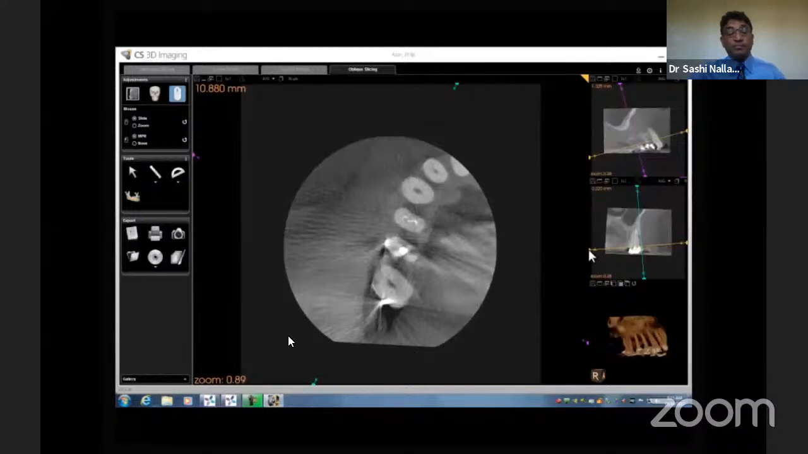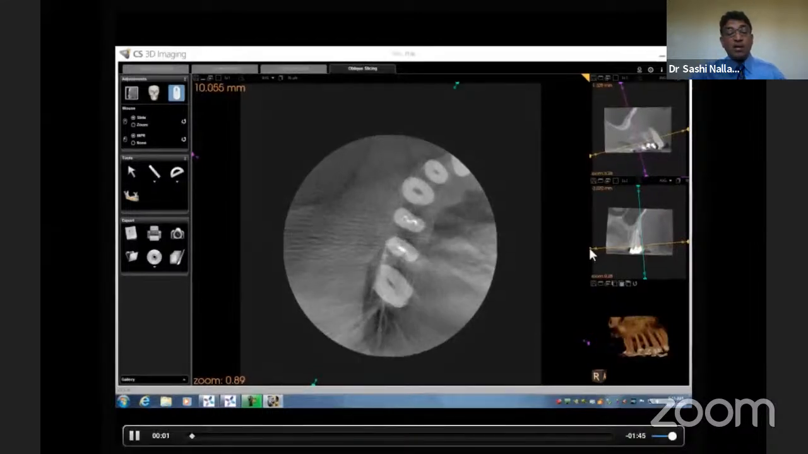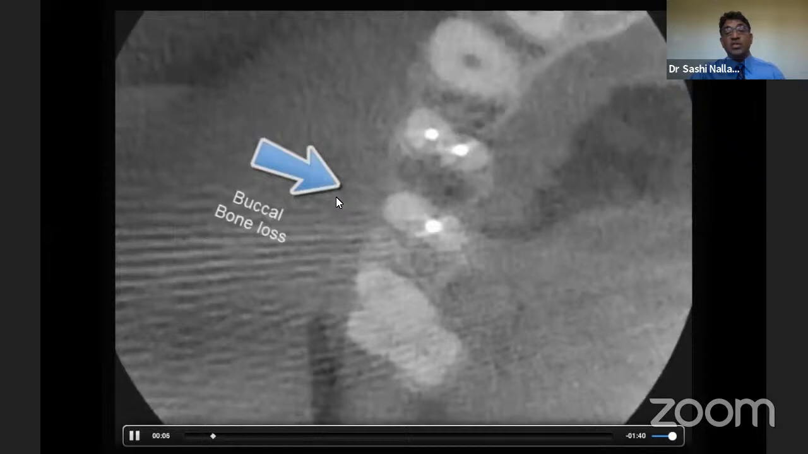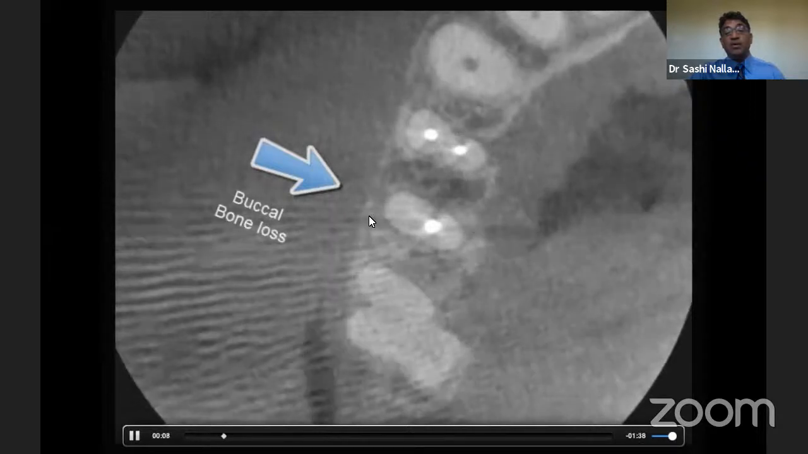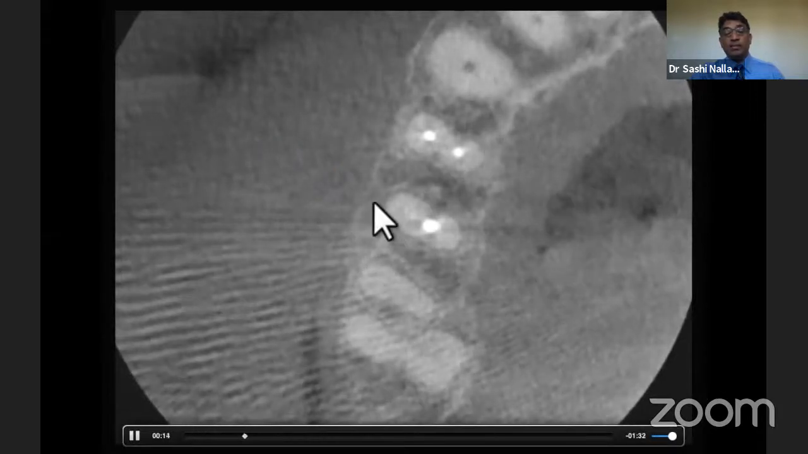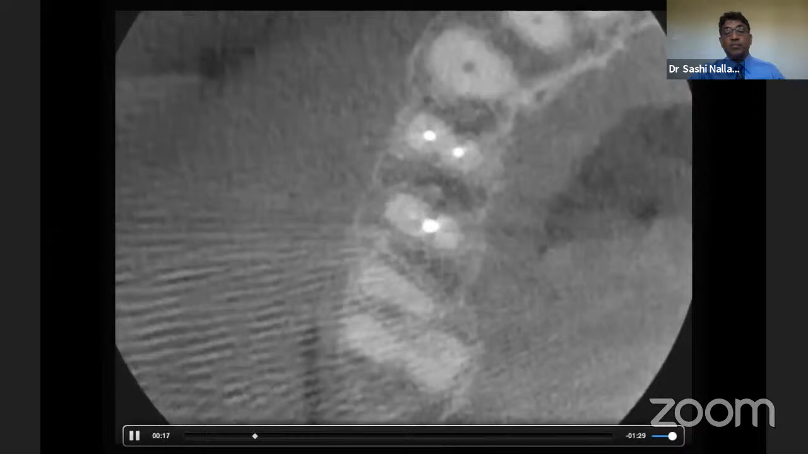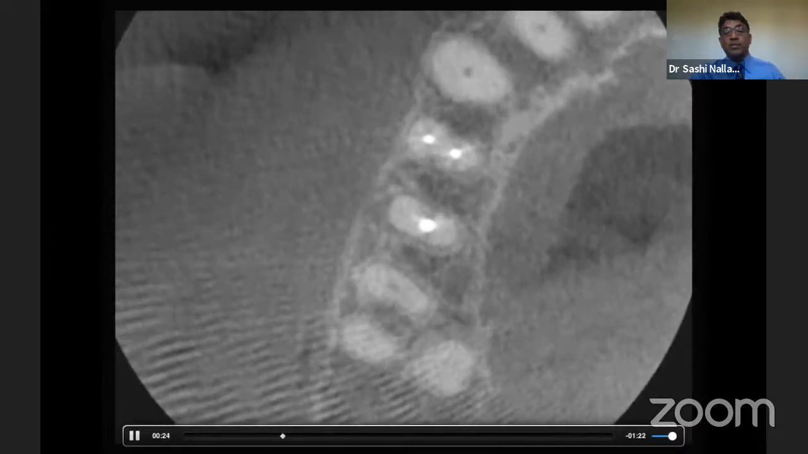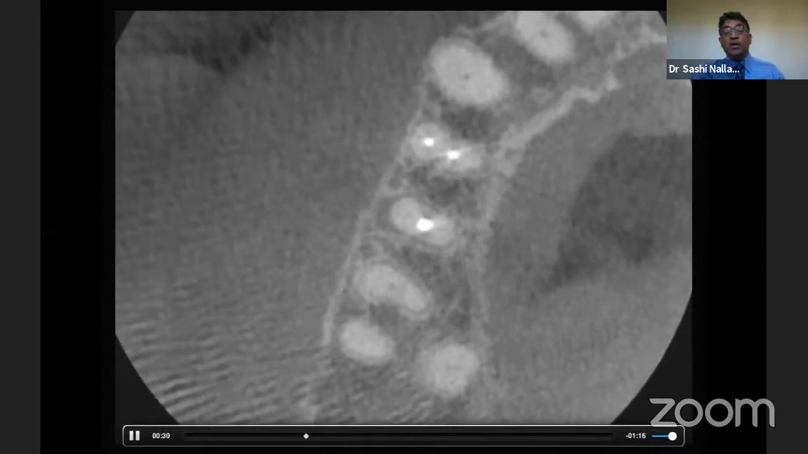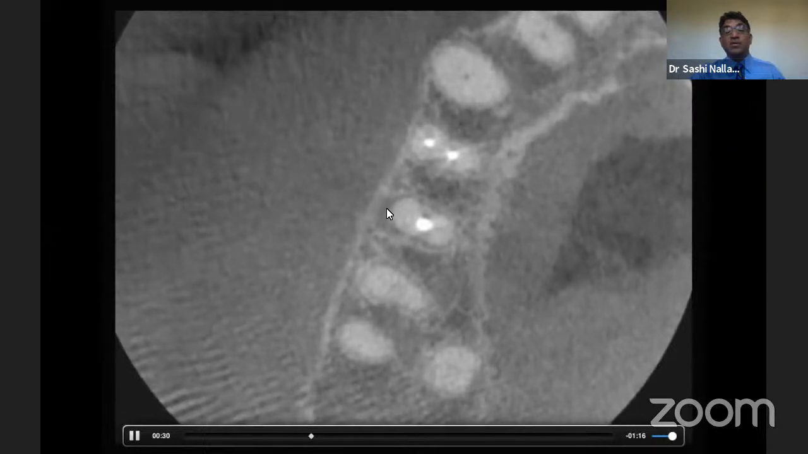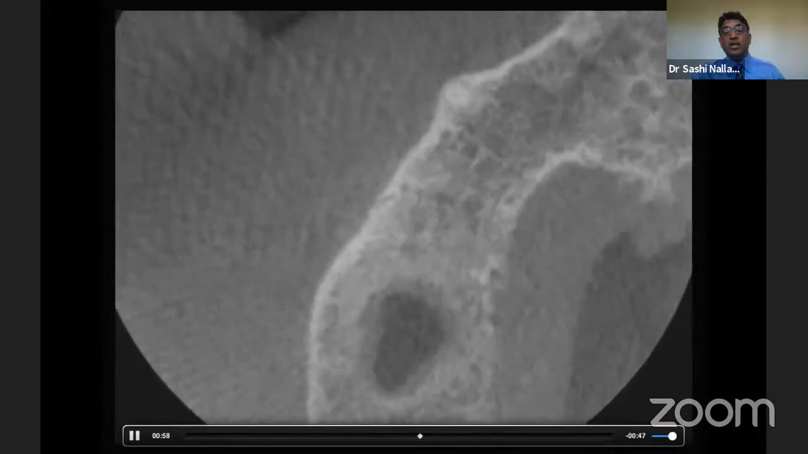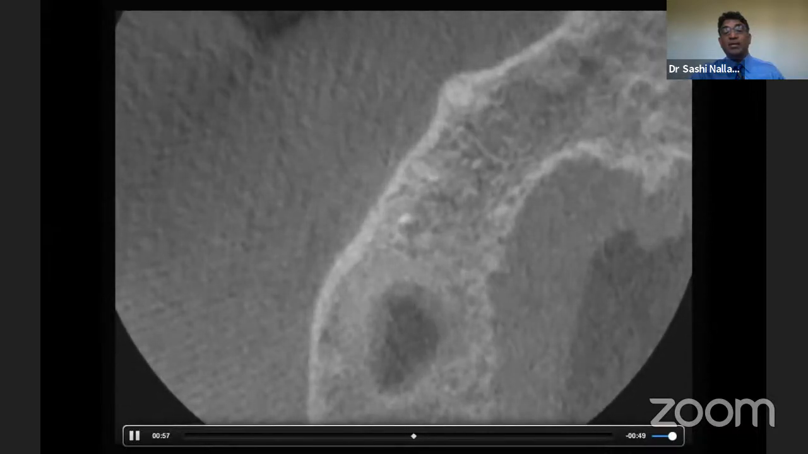So I took a scan. As you can see here, I'm going to speed it up a little bit. This is the axial view of the tooth, and you can see there is no buccal bone here. So you can see clearly the buccal plate is missing. Look on the buccal surface there. There you go. There's a separation between the buccal plate and the root surface, which is right here. So we go down. And then, of course, apically, there is a small periapical area, but nothing major.